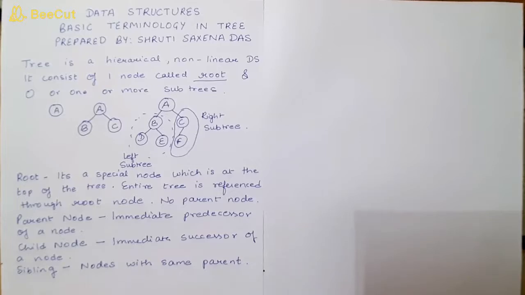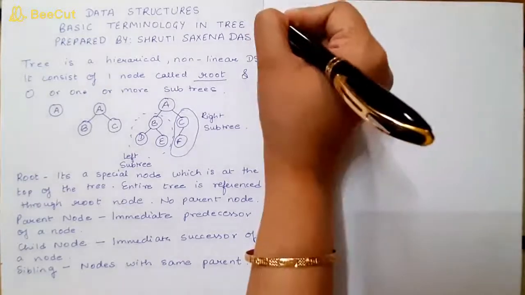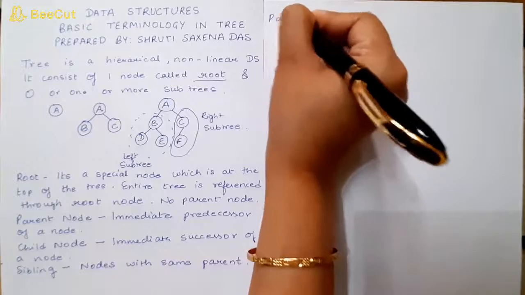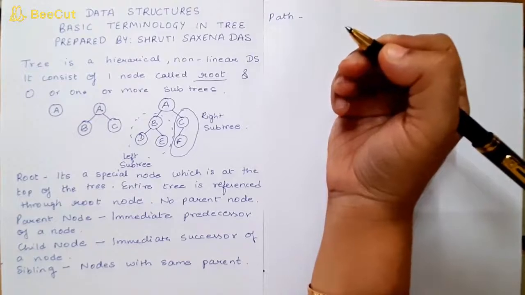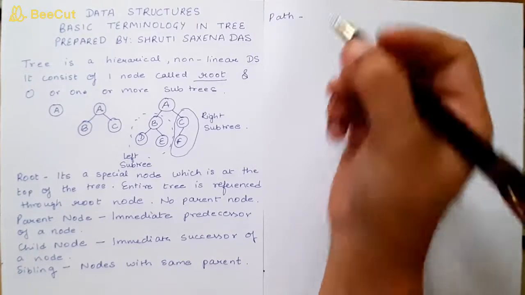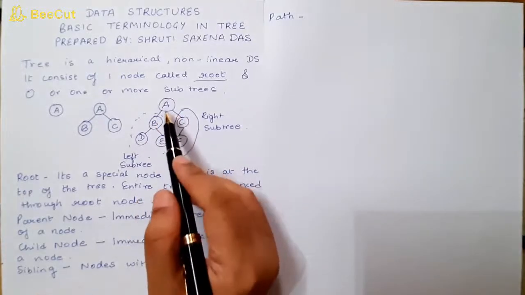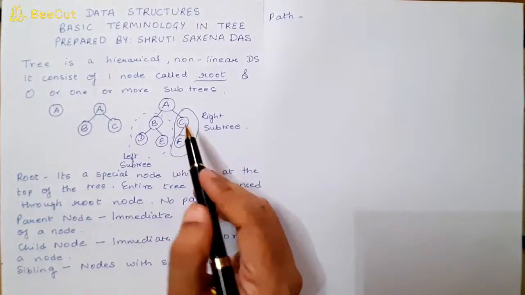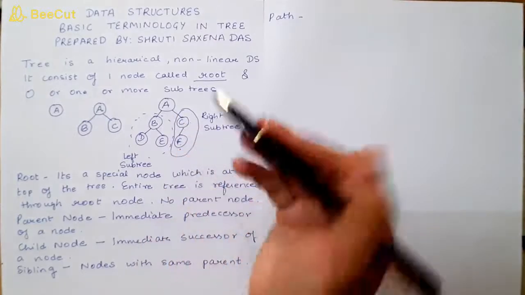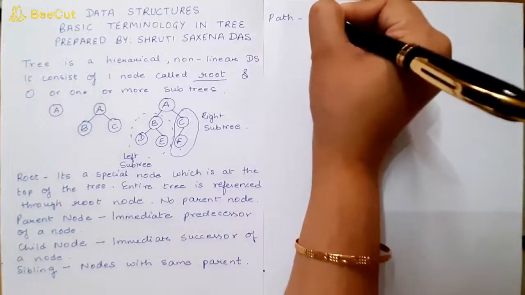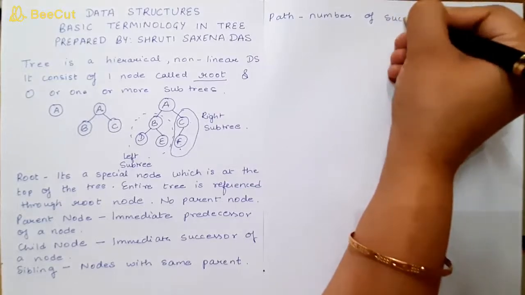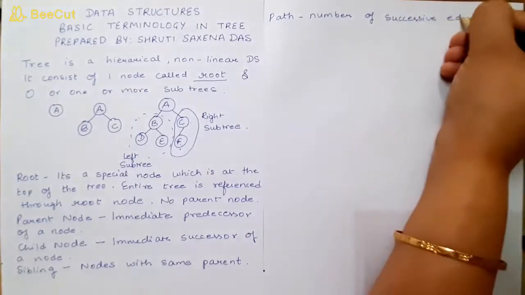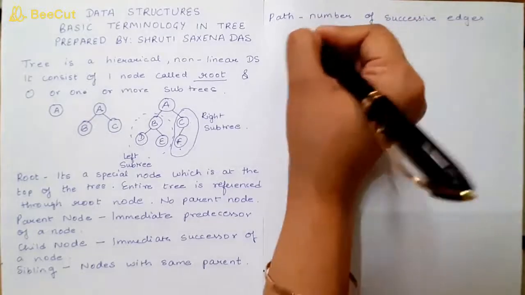The next term we use in the tree data structure is path. A path is the number of successive edges from a source to a destination node. If we want to see the path from A to F, it will be A to C, C to F. So path means successive edges from source to destination.